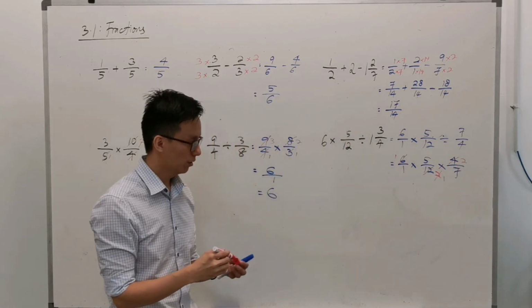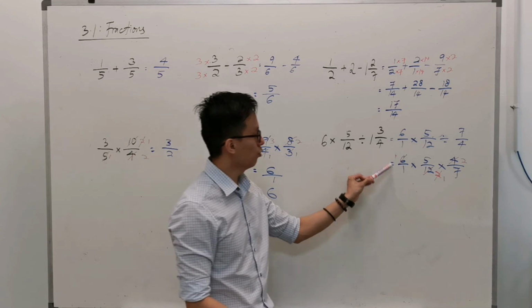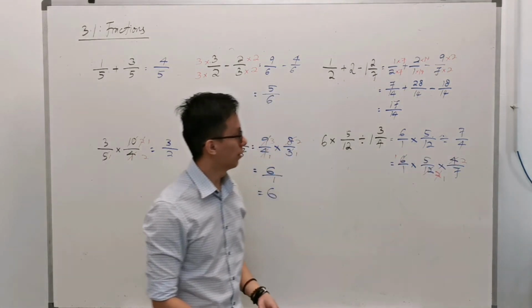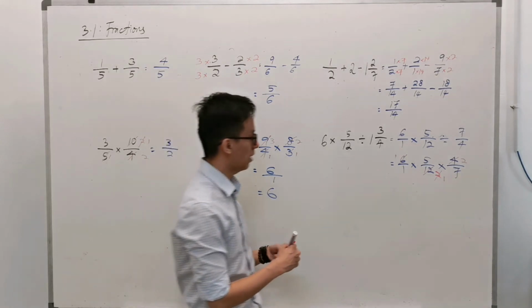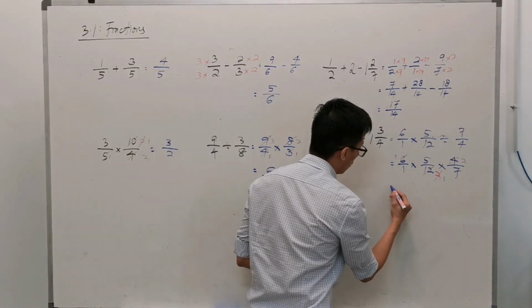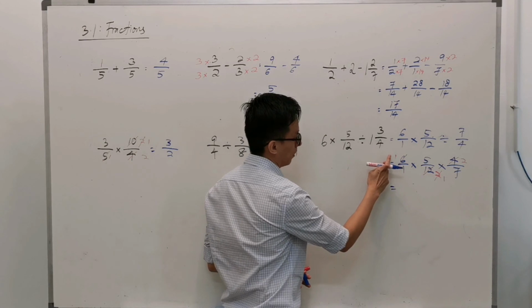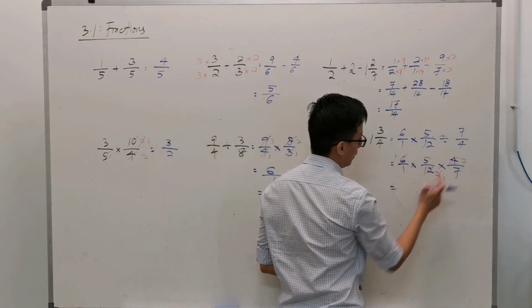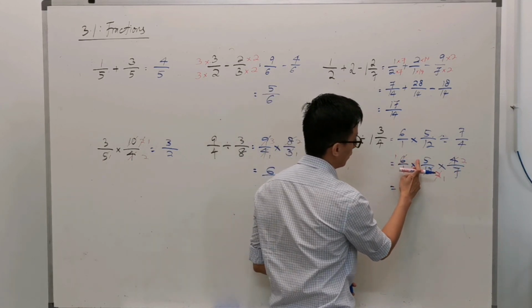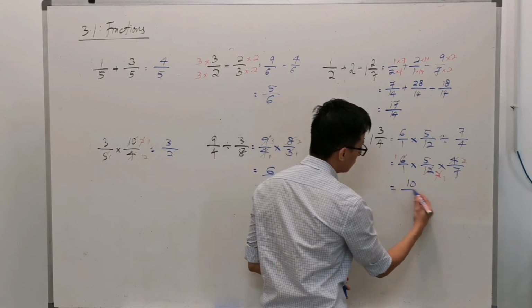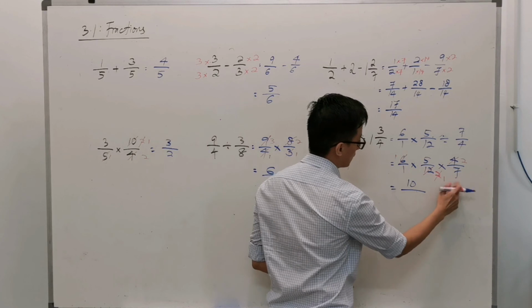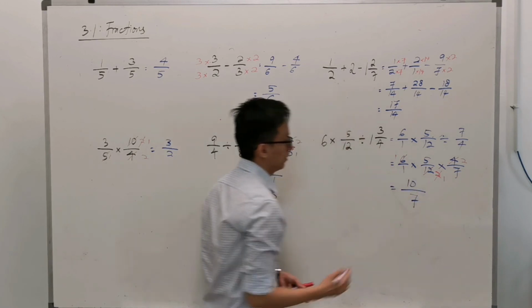So there is no more pair of numerator and denominator that can be simplified. So what we do now is multiply all the numerators and the denominators. So 1 times 5 times 2, I will get 10 here. 1 times 1 times 7, I will get 7 here.